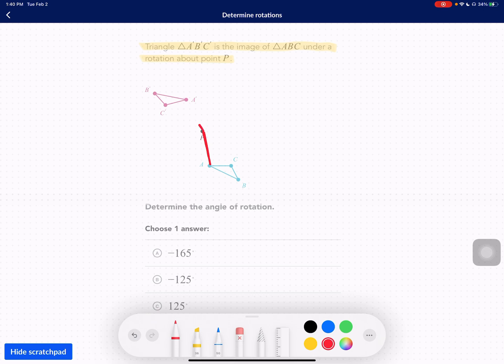And then we end up over here at A prime. So you can see that it is not a straight line. There is a slight angle here. So this angle right here is what we're trying to determine.